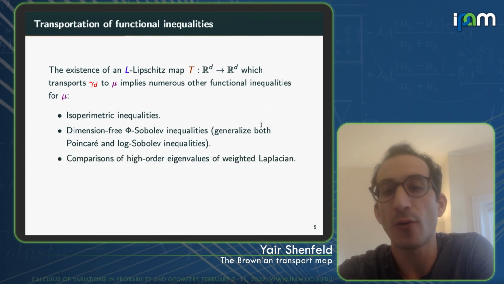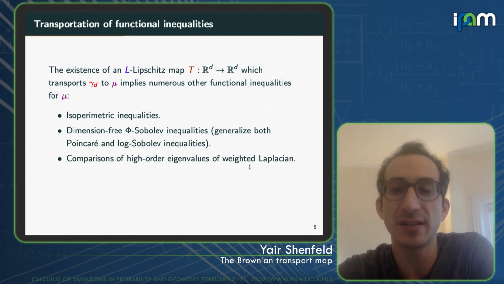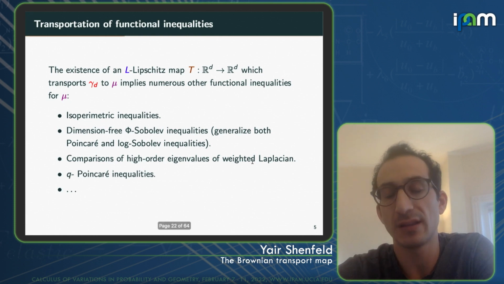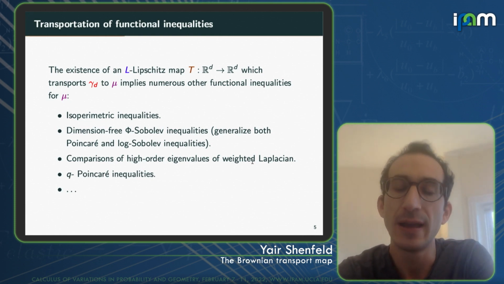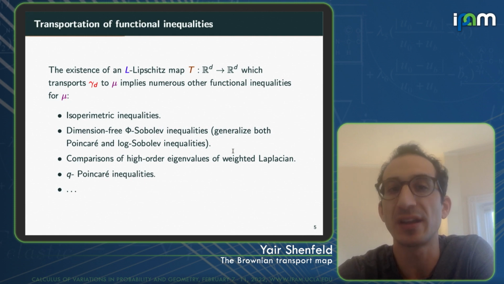You can look at higher order eigenvalues of the weighted Laplacian associated with the measure mu, Q-Poincare inequality, and many more. We will focus just on the Poincare inequality to make things concrete, but I just wanted to make the point that once you have a Lipschitz transport map from the Gaussian to mu, you basically get for free all the things that you know for the Gaussian. You get them automatically for mu.